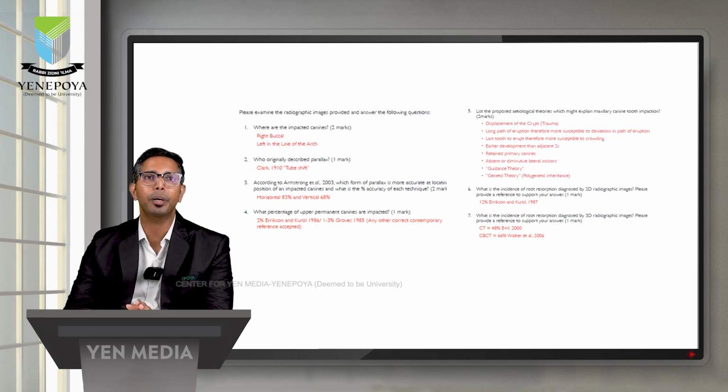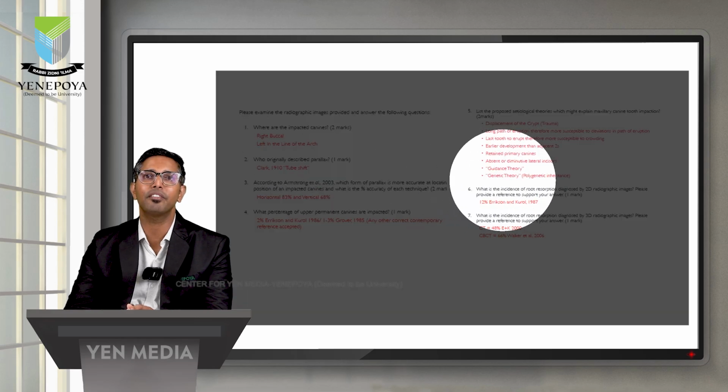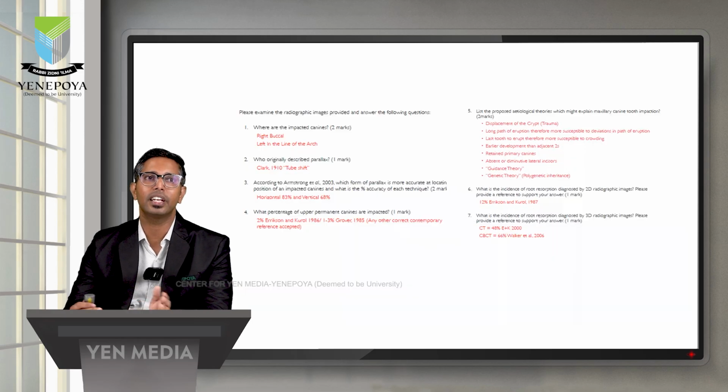What percentage of upper permanent canines are impacted? This is the incidence which we already looked up. Next question is to list the proposed etiological theories. You can see the theories of impacted canines there. What is the incidence of root resorption diagnosed by 2D? Please provide a reference. Now you can check here, they are actually asking for a reference. That means if you have checked your incidence and know the reference, then you can write it across. What is the incidence of root resorption diagnosed with 3D imaging? Give a reference for the same. As you can see, the answer is there in the red.